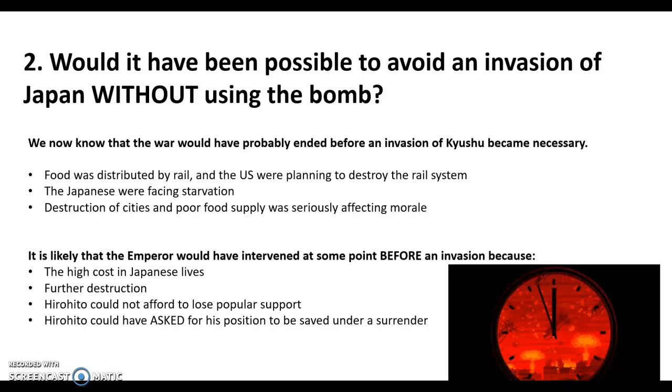Now, the emperor, remember, after the bomb was dropped, he went to the US and he said, look, can we change the terms and can you let me keep my throne, sort of thing. Now, it's very likely that he would have done that before a Japanese invasion, because of the high cost of lives, the destruction that would have been done by the US Navy and the US Air Force, and the fact that Hirohito could not afford to lose the love of the people. And he could have asked to have his position saved under a surrender. So what we're thinking now, with the benefit of hindsight, is that an invasion probably didn't need to occur.